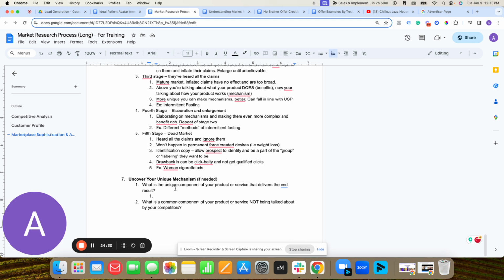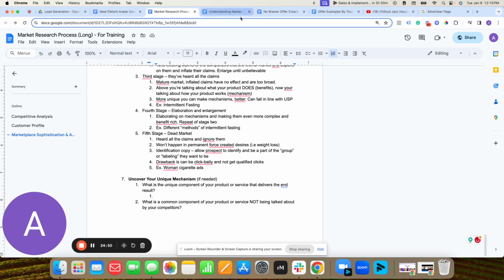You're going to end up spending a bit more money on ads, but they'll work and you'll get high quality leads. What is a unique component of your product or service not being talked about by your competitors? So what makes your stuff special that people are not talking about or they're unaware of? And then you can come up to making them solution aware and educating them about your stuff.